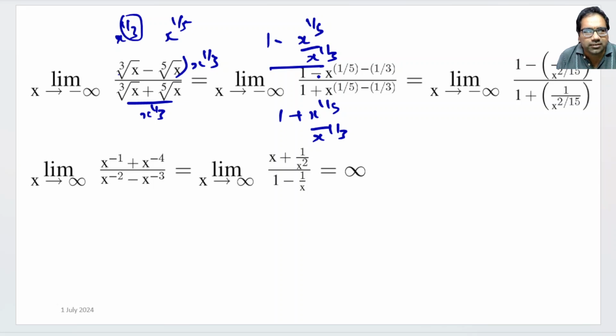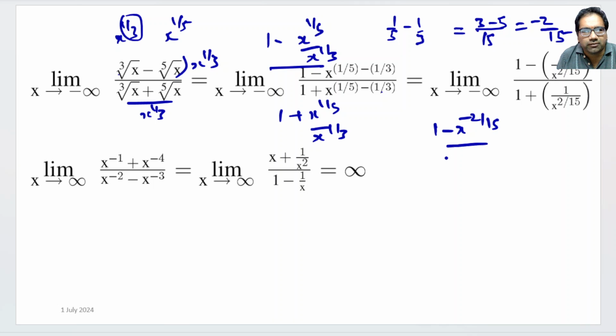Right. What does that mean? 1 minus x power 1 by 5 minus 1 by 3. This becomes, in the numerator, 1 minus x power 1 by 5 minus 1 by 3, and this becomes 1 plus x power 1 by 5 minus 1 by 3. What is 1 by 5 minus 1 by 3? This is 3 minus 5 over 15, which is minus 2 by 15. So we are getting 1 minus x power minus 2 by 15 over 1 plus x power minus 2 by 15.